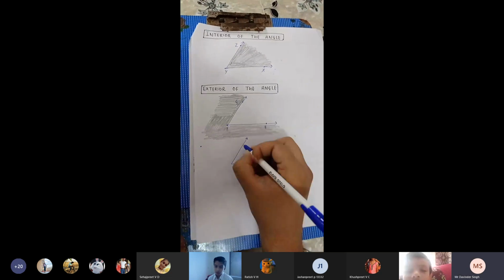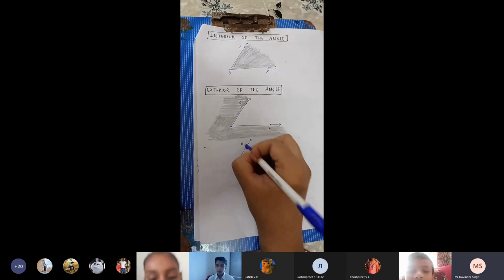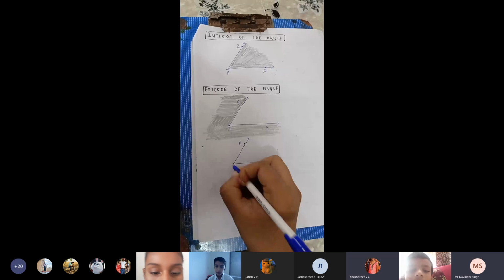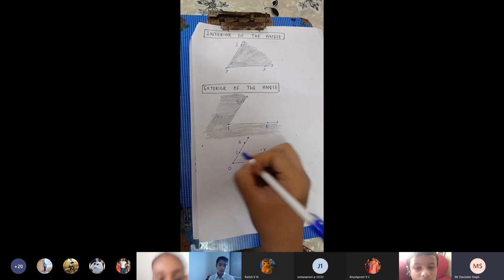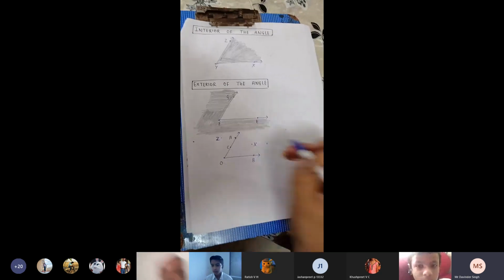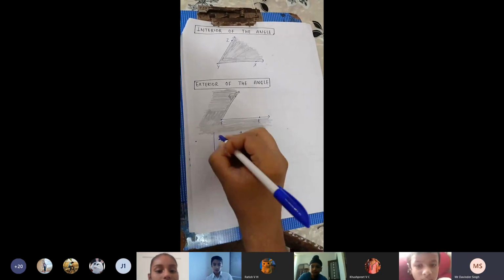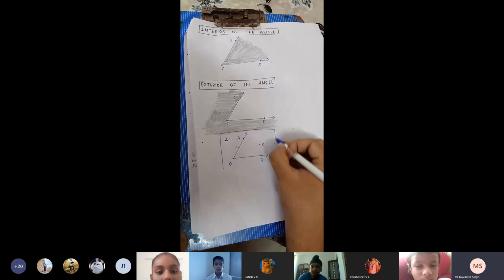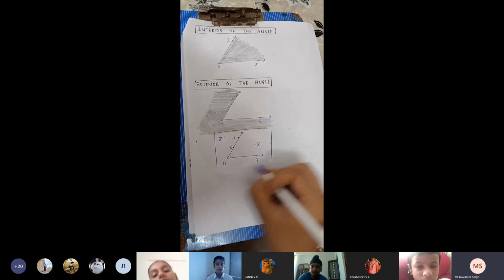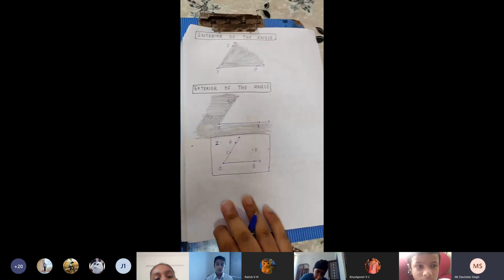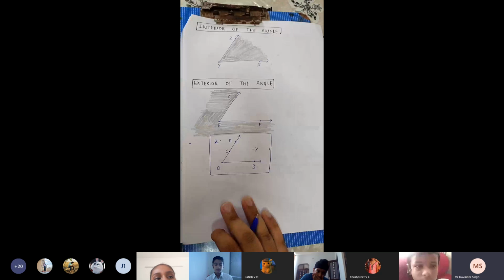It is A, O, and B. Suppose a point X is here, and C is here, and Z is here. This is the diagram. And the question is, I am writing the question here, how the question can be asked in the exam.